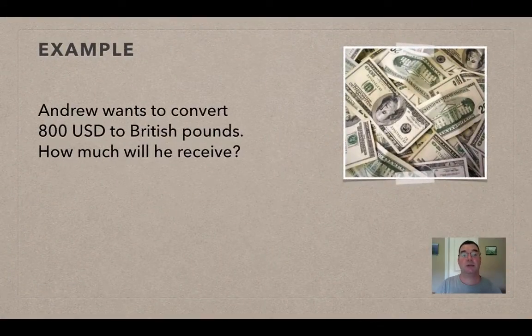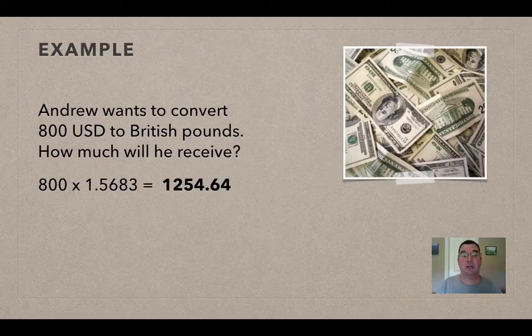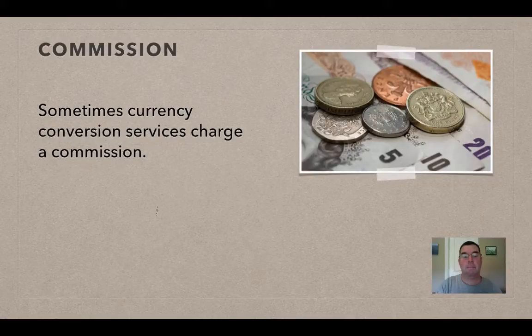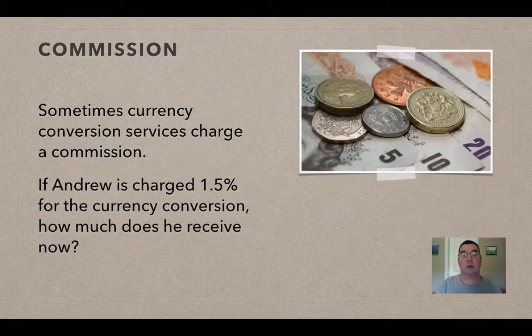So let's look at an example where I do just that. Andrew wants to convert 800 US dollars to British pounds. How much will he receive? Well, I take that $800, I multiply it by 1.5683, and I get 1,254 pounds 64. All right, now as happens with these conversion places, they will collect a commission just for their services. It's usually pretty low. In this case, we'll deal with a 1.5% commission. And we need to know, once that commission is removed from the exchange, how much does he receive now? So he's going to get less than what he was originally going to get because of that commission.